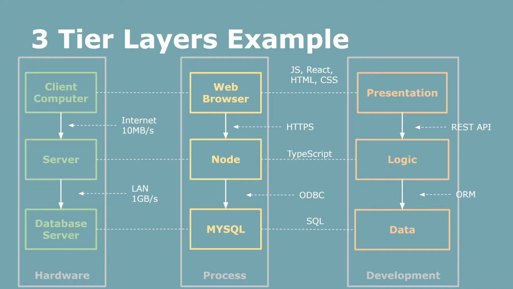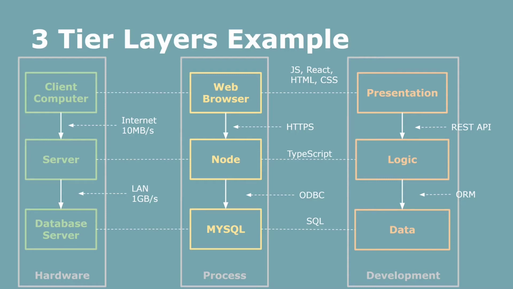In the process view, we discuss more about what processes are running on the hardware. So on the client computer, in this case, we run a web browser, and we can discuss characteristics of this web browser, what type of compatibility and things like that it needs to have for our system to work. And we also talk about what type of processes we are running on the server. In this case, we are running a node process, and also what type of database we are actually using here, in this case MySQL.